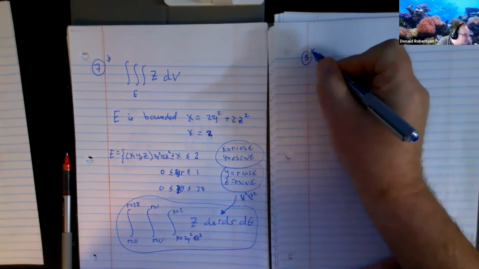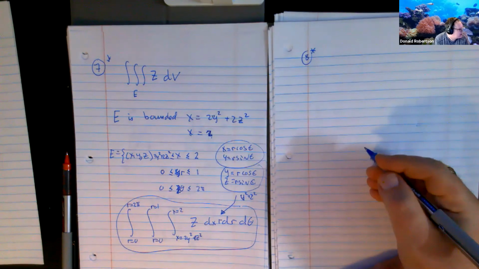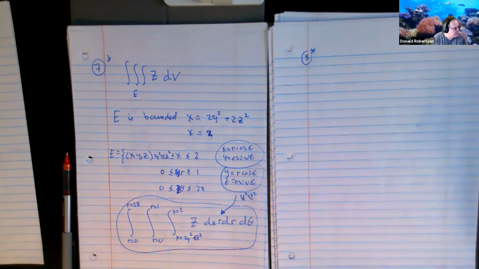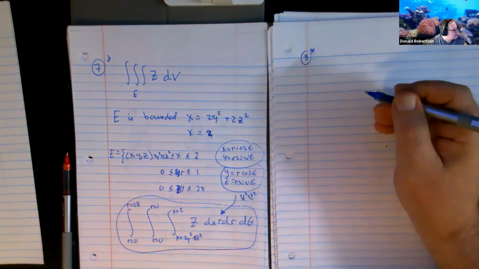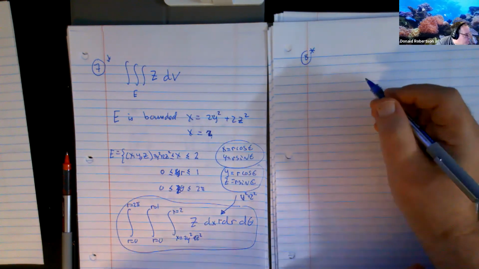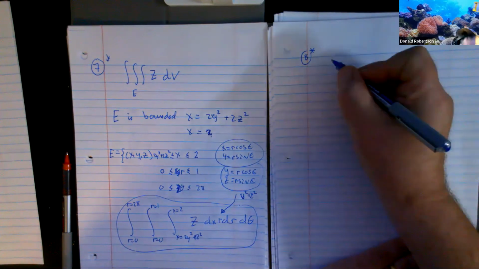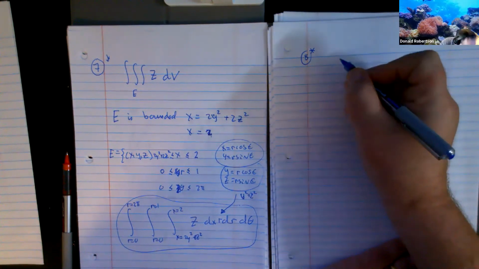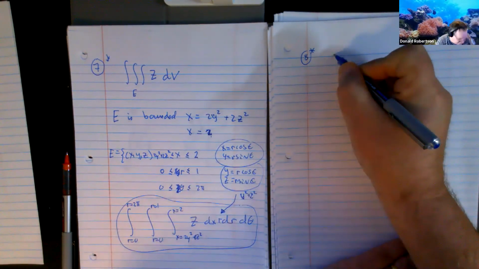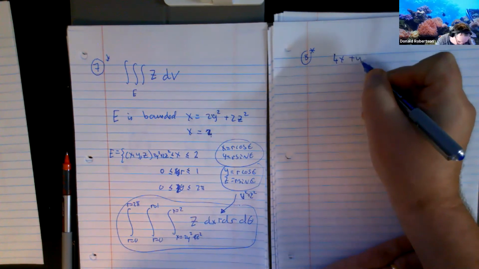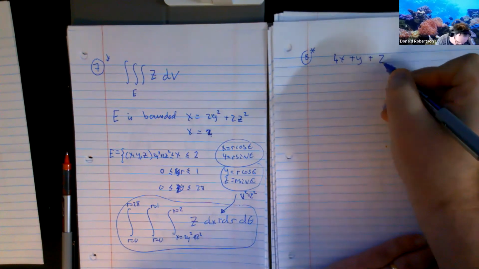Question 8. They call it a tetrahedron, and it's enclosed by the coordinate planes. It's an interesting phrase. And it's 4x plus y plus z equals 4.